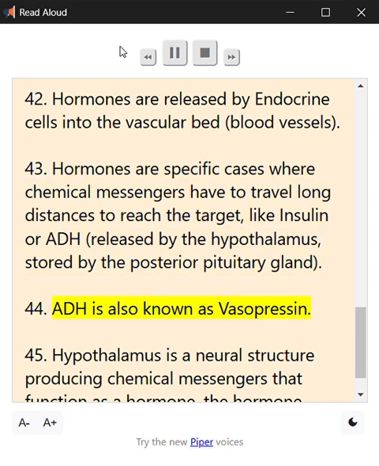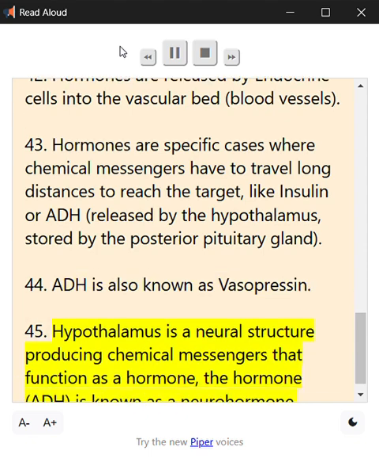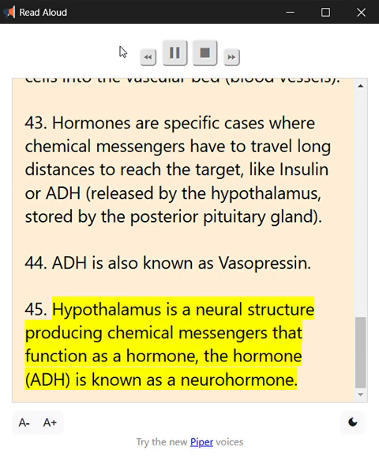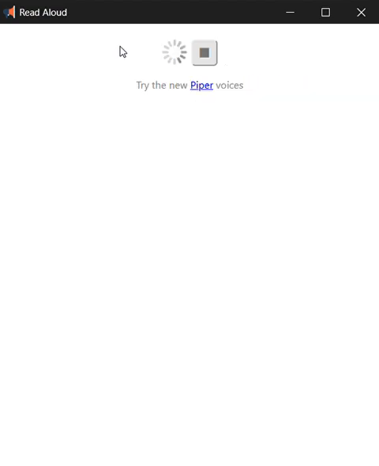44. ADH is also known as vasopressin. 45. Hypothalamus is a neural structure producing chemical messengers that function as a hormone. The hormone, ADH, is known as a neurohormone.